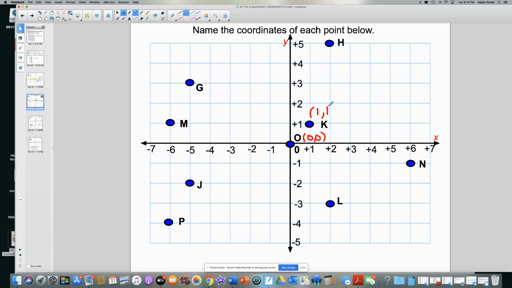You don't necessarily have to put positive. Now, if we look at H, same type of thing. We can go over 2, up 5. So this is 2, 5. Now, what about N? N's a different situation. We go over 6, but we're actually dropping down below 0, so we have 6, negative 1. And here we have L. We're going over 2, but down to negative 3.